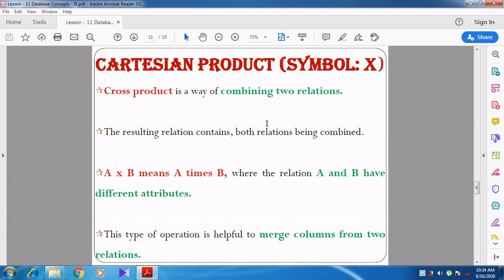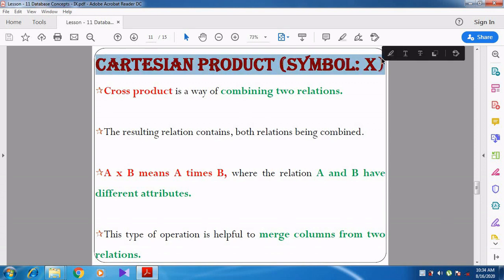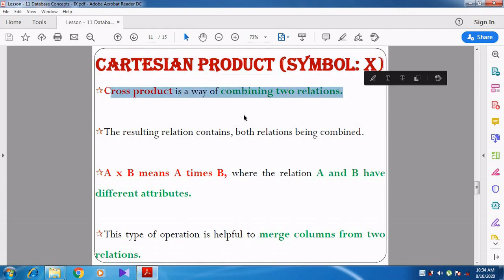Now let us see the last operation in the relational algebra. So that is Cartesian product. It is represented by the symbol X. We can say that cross product. Right? So cross product is a way of combining two relations. That means it is a process of combining two tables together.